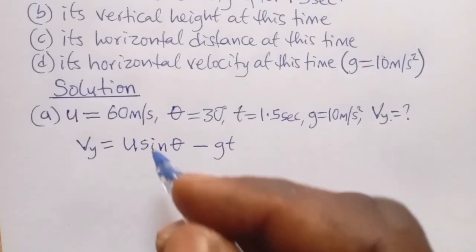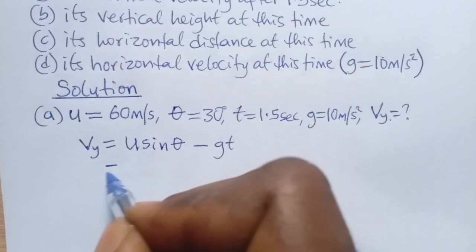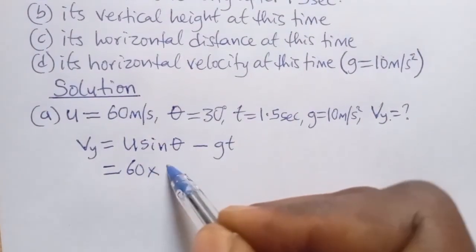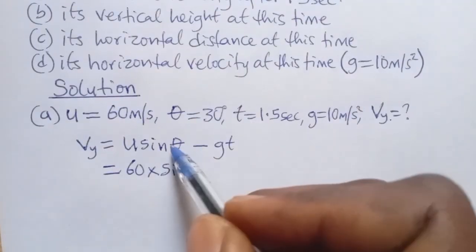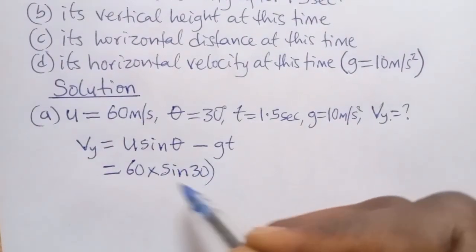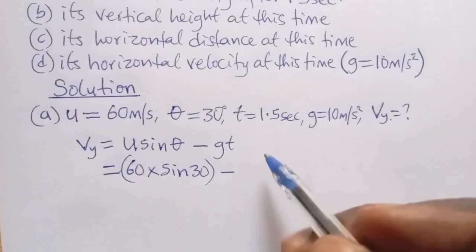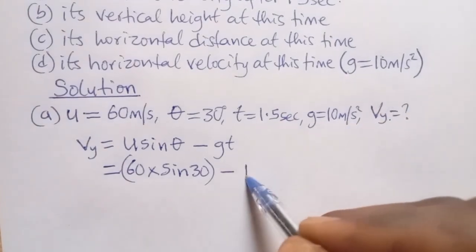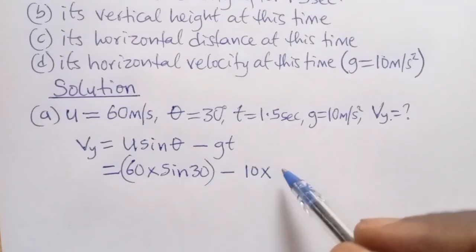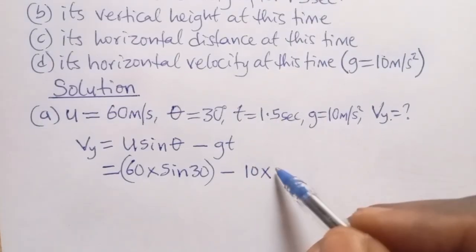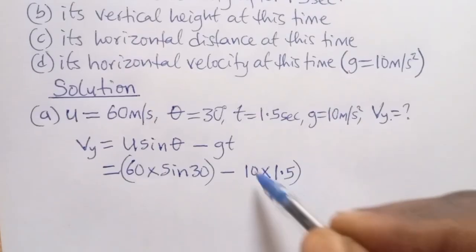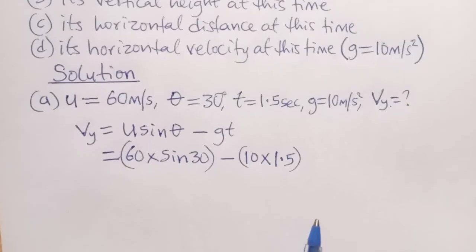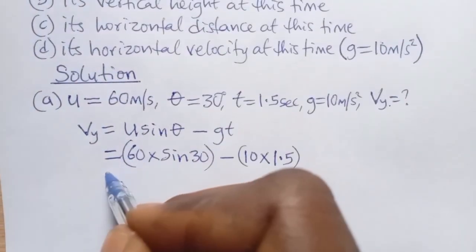Now I can go on and substitute values. So the value of u is 60 times sine, the angle is 30 degrees. So I can put this part in bracket, minus g is 10. The value of g is 10, as you can see here. 10 multiplied by the time is 1.5. So from here now, we can go further and find this vertical velocity.